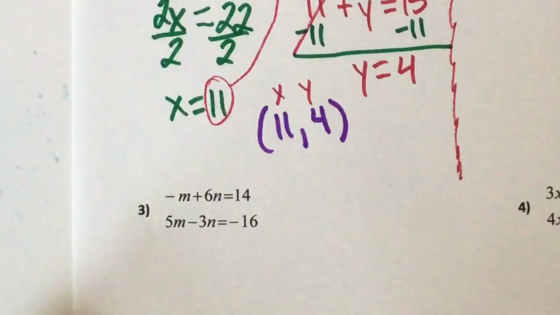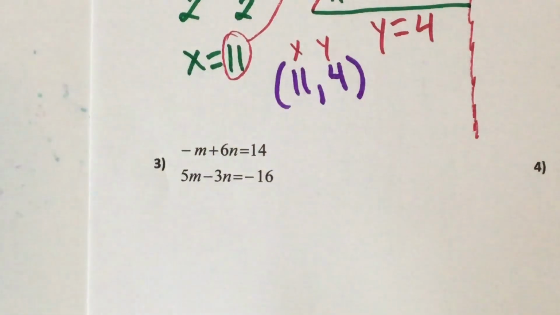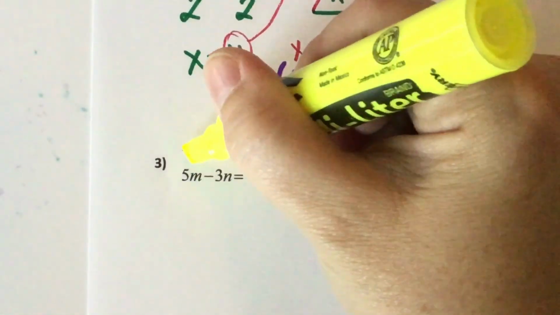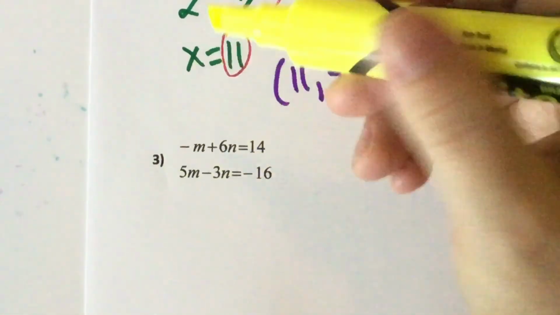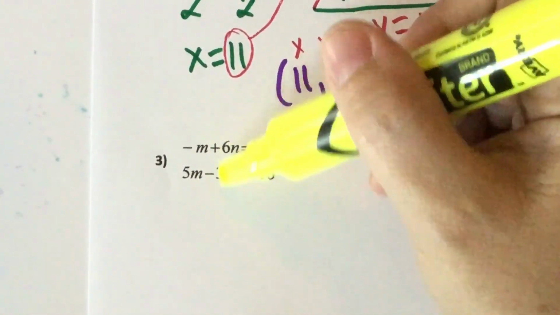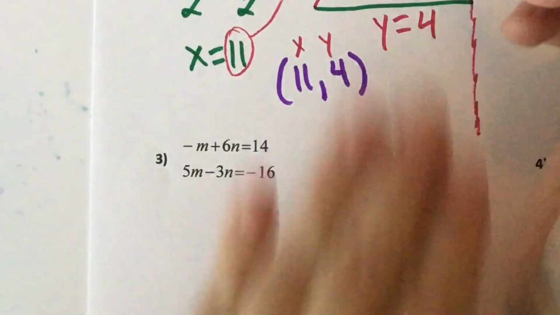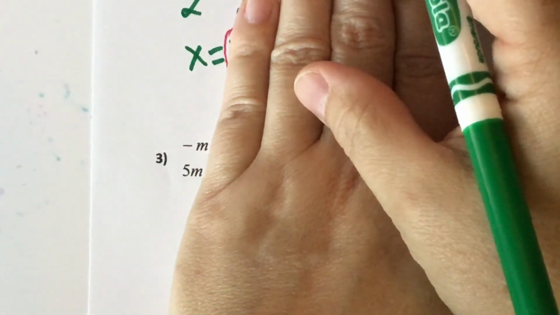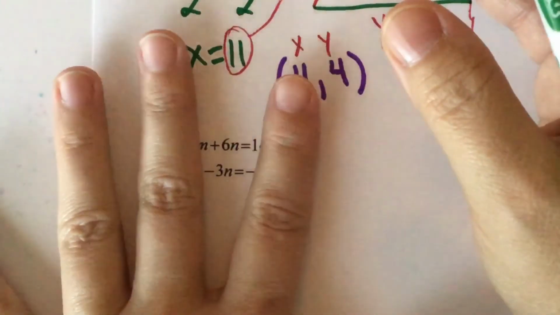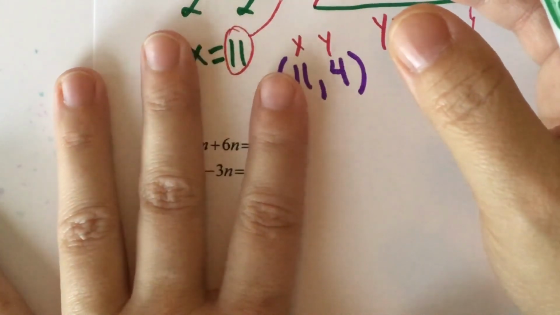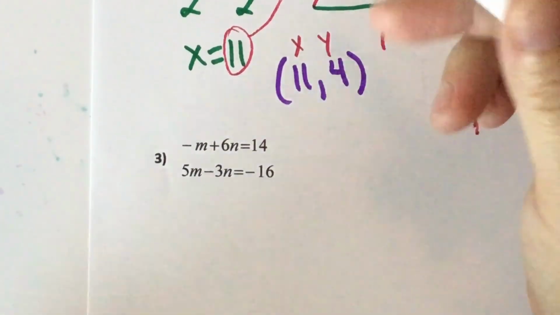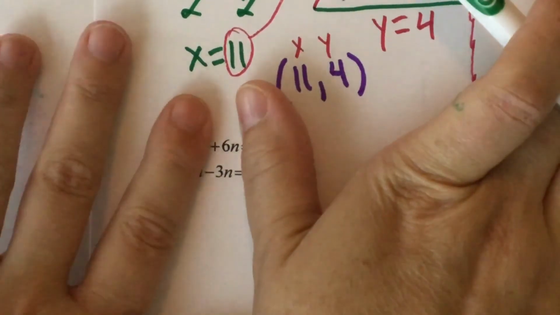All right, look at 3. Is this elimination ready? Nope. The m's do not have same number opposite signs, and the n's do not have same number opposite signs. So we have to make it elimination ready. Either we will turn the m's into the same number, or we will turn the n's into the same number. It's our choice. Okay, I'm going to turn the n's into the same number.